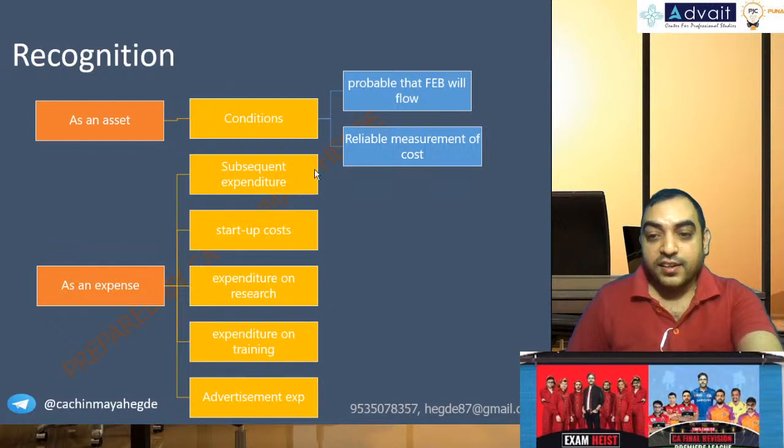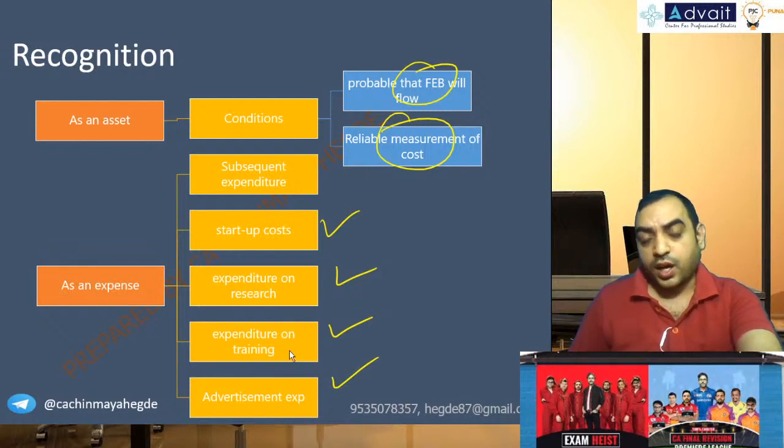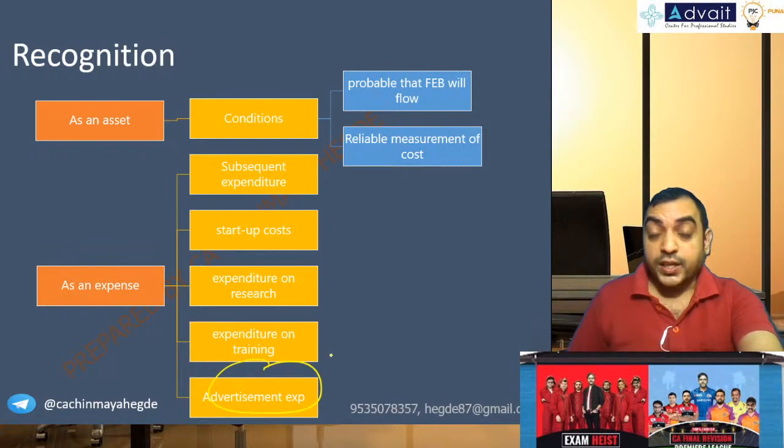Okay. Recognition principle, same definition as earlier. And what expense cannot be capitalized? The startup cost, expenditure on research, training expense, advertisement cost are not capitalized. Pay more attention to advertisement cost.